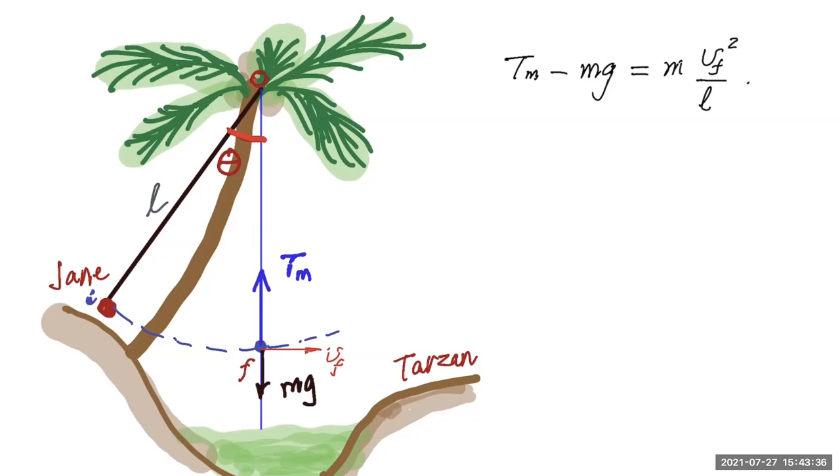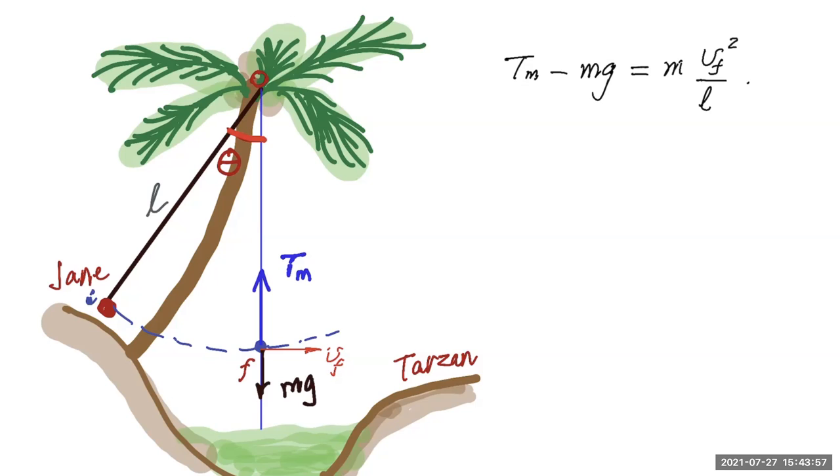We're looking for T maximum, okay? The maximum tension the vine needs to provide. But in order to do so, we need to know what v final is, because we have only one unknown, which is T maximum. So let's find v final. Now, clearly, v final depends on where Jane starts. If she starts from a higher position, when she reaches the bottom of the swing, she will be moving faster.